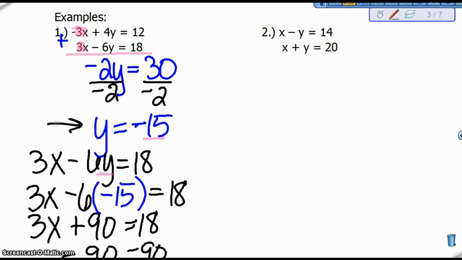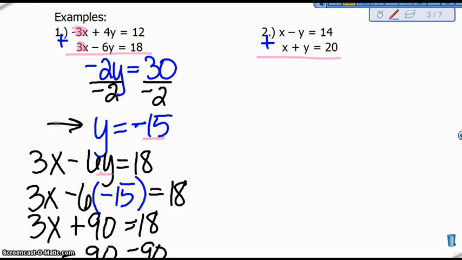Again, we're going to look for variables that have the same coefficient, and if we look at number 2, we notice that both x's have a coefficient of 1, and both y's have a coefficient of 1. So now it really comes down to which one is negative and which one is positive. You'll notice on the y's, one y is negative and one y is positive. So I want to go ahead and eliminate my y's, because if I add negative y plus y, it drops out.